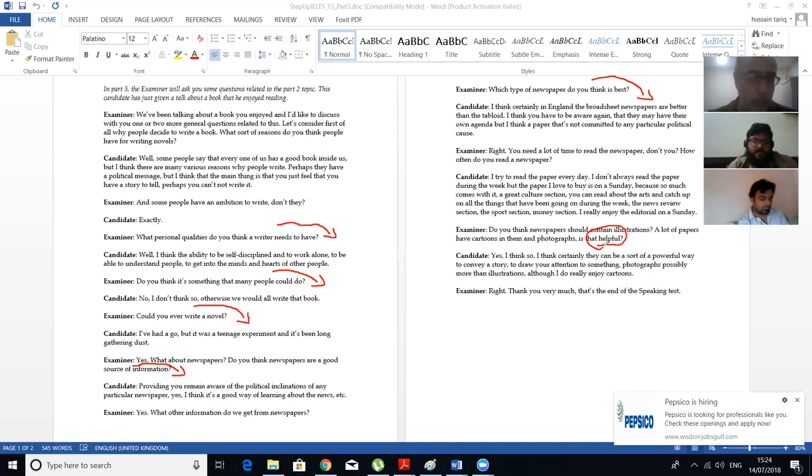Now let's look at the next one. Do you think newspapers are a good source of information? "Information", now it's going up. Because it's a question, it should come down. Do you think newspapers are a good source of information? Right? Which type of newspaper do you think is best? See, your voice is going up. It should be down. Which type of newspaper do you think is best?